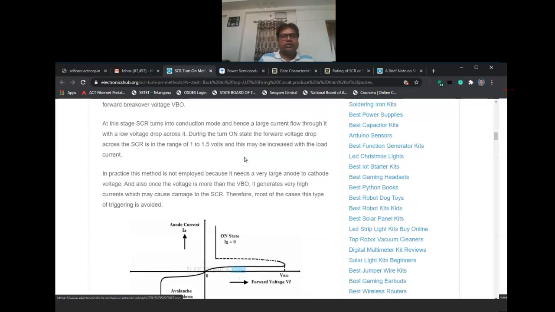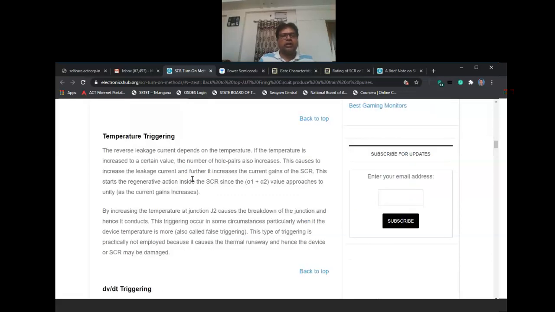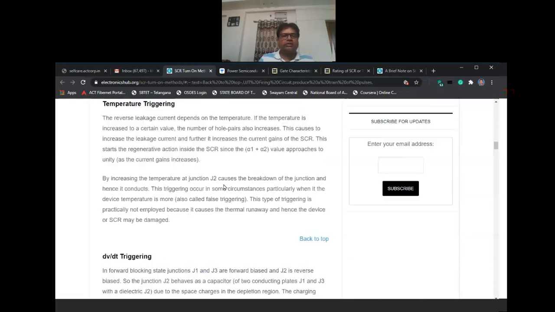Forward voltage triggering we have already discussed. As it exceeds the forward breakover voltage, it enters into conduction mode. Temperature triggering: by increasing the temperature at junction J2, it causes the breakdown of the junction and hence it conducts. The triggering occurs in some circumstances, particularly when the device temperature is more.